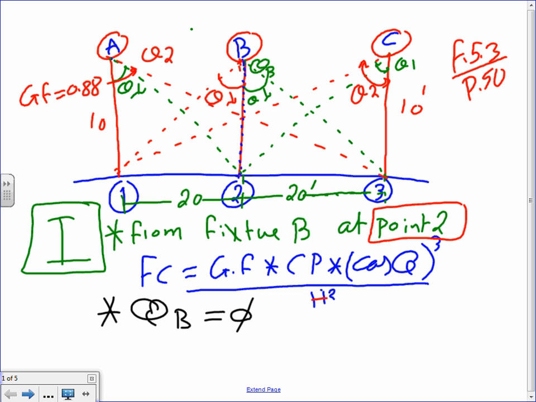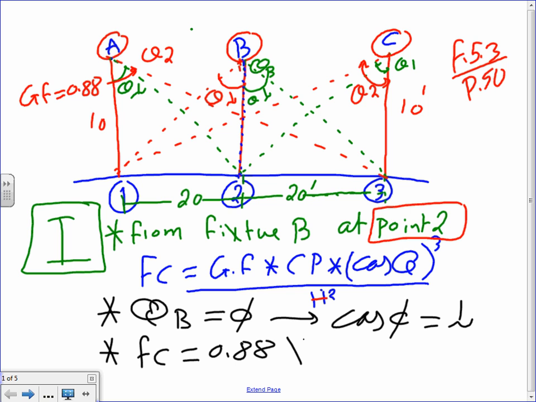Right underneath it. And from here, we can take cosine of 0, which is 1. That's straightforward. That's the first thing you need to do, right? Then plug in the numbers. So let's go ahead and plug in my numbers. Foot candle equals the guard factor 0.88 times candela power at 0.